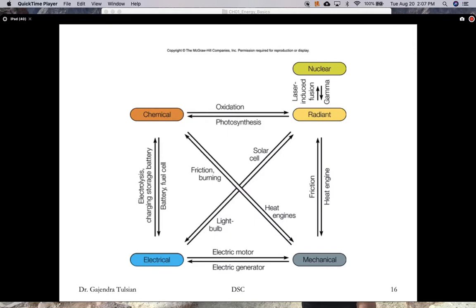So this slide, for instance, shows you how we can convert one form of energy to another form. So, for instance, the chemical energy in coal, when you burn coal, that's what oxidation means, combining with oxygen. When you burn coal, some of it is converted to light, radiant energy. And what plants do is use sunlight, and via photosynthesis, they produce chemical energy. Okay, so that's what this graph is showing you, how one form of energy can be converted to any other form.